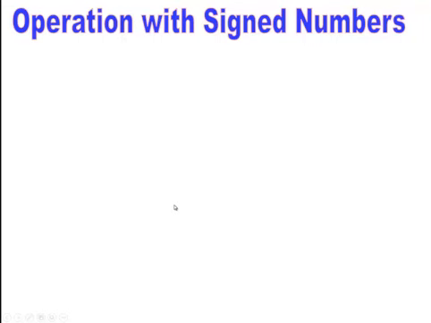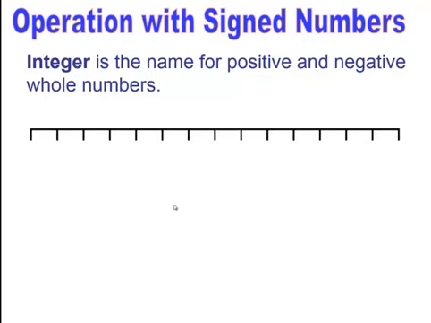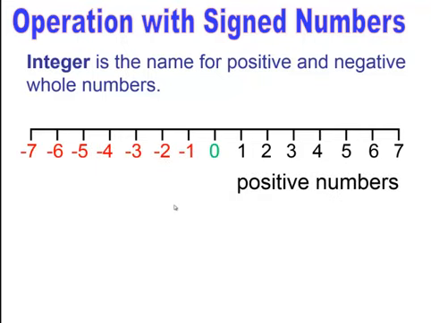Operations with signed numbers. Integer is the name of positive and negative whole numbers. So when we're working with integers, we can think of it as the number line, where 0 is at the center and the numbers to the right are positive numbers. So our numbers here are positive 1, 2, 3, and they go off indefinitely. Now positive numbers will not have a sign in front of them. So if there's no sign in front of the number, you know that it's a positive number.